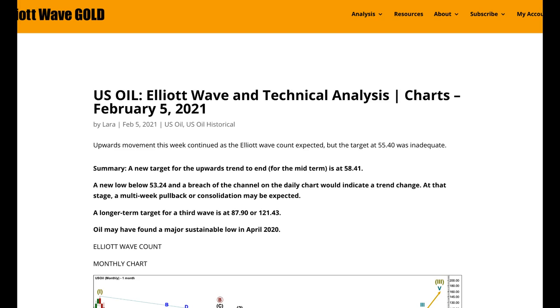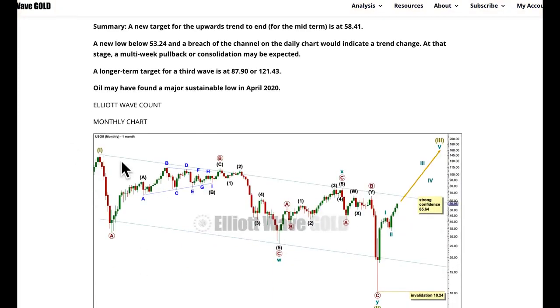When that channel on my daily chart is breached by at least a full daily candlestick of downward movement below and not touching the channel, that would be a pretty strong indication there's been a trend change. A new low below 53.24 would also be a strong indication of a mid-term trend change.